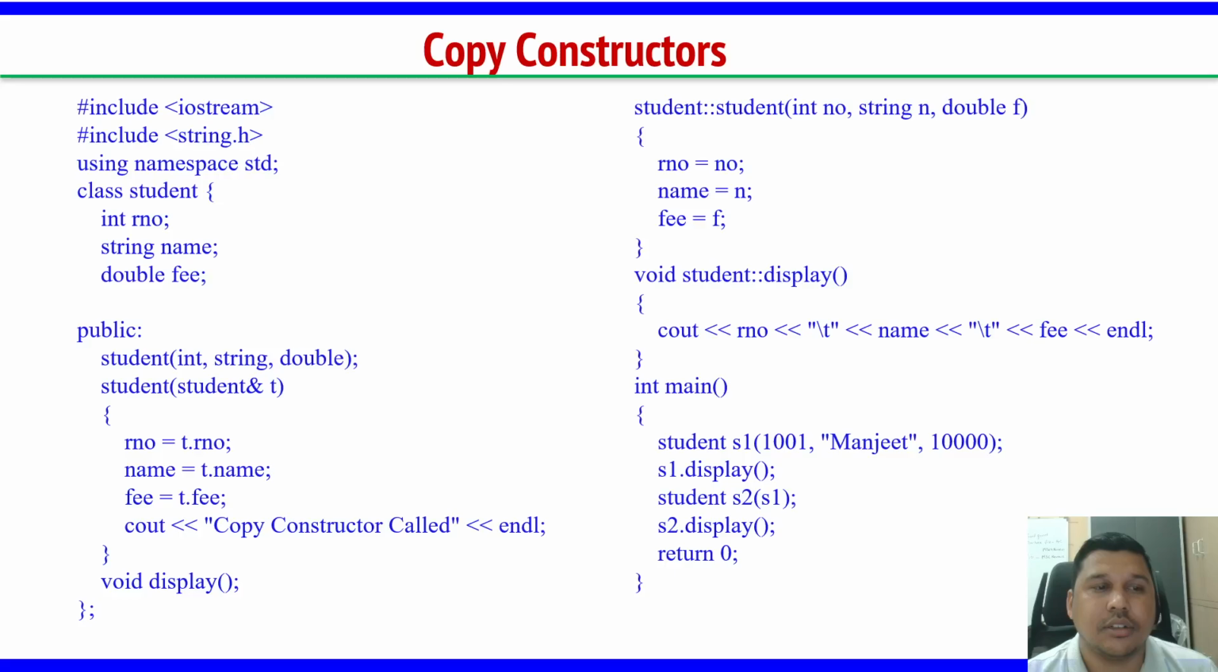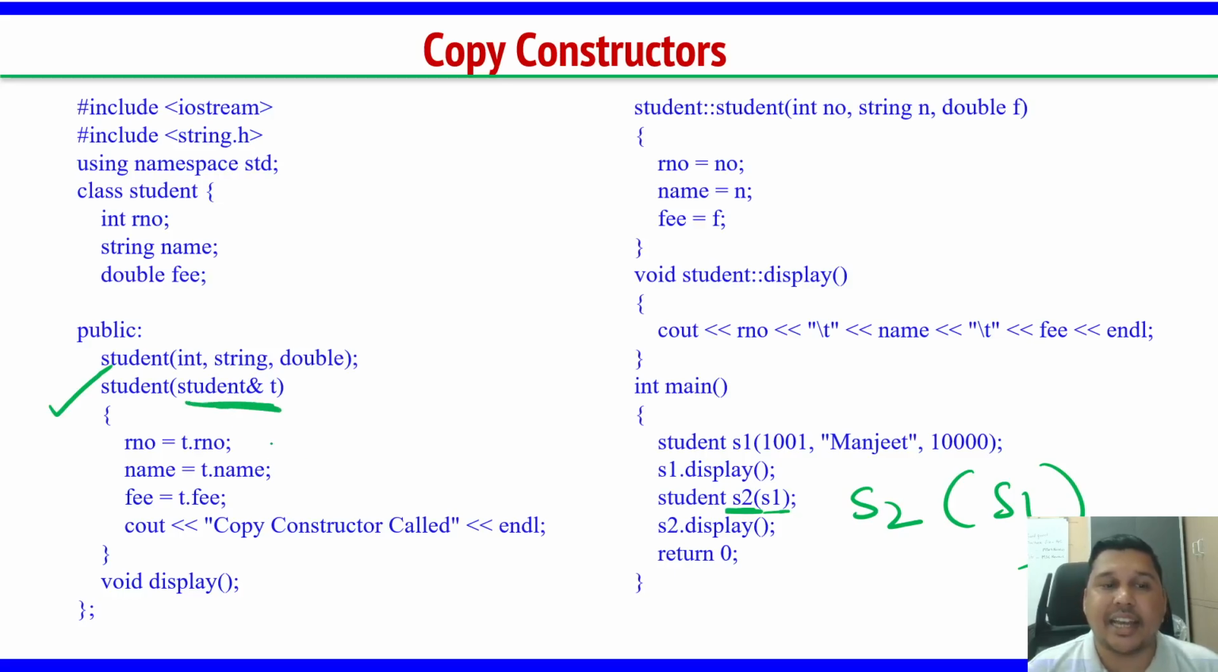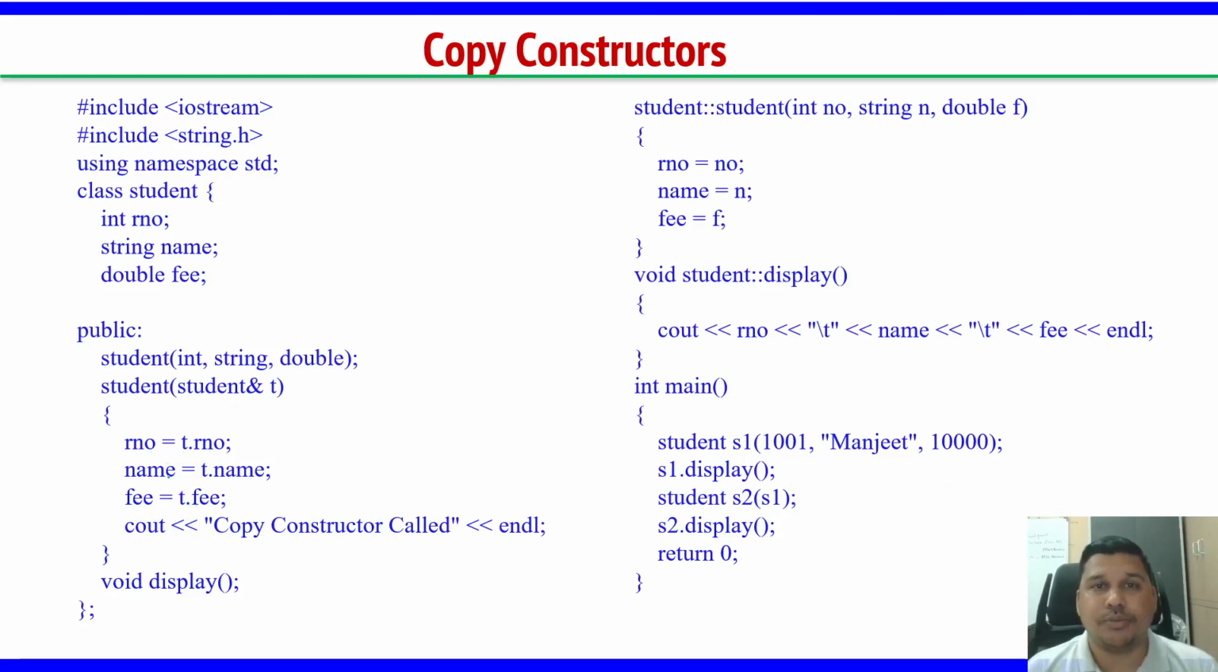See here, explicitly we are writing the definition for the copy constructor. We write Student S2 of S1. What is happening here? You are copying all those values. Object 1 dot roll number is copied into object 2, object 1 dot name is copied into object 2 dot name, and object 1 dot fee is copied into object 2 dot fee. So here we are copying the content of object 1 into object 2.